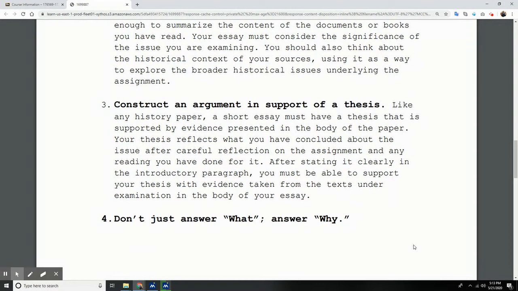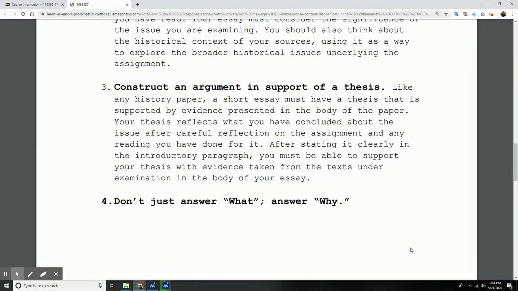Construct a good argument and support your thesis. A lot of times, people have a good start and then they don't really know how to back it up. Make sure that as you write this, you want to have at least 3 supporting points, I would think, with your paragraph or your 2 paragraphs on your midterm or your 4 to 5 paragraphs on your exam. Make sure that you're aware of that.